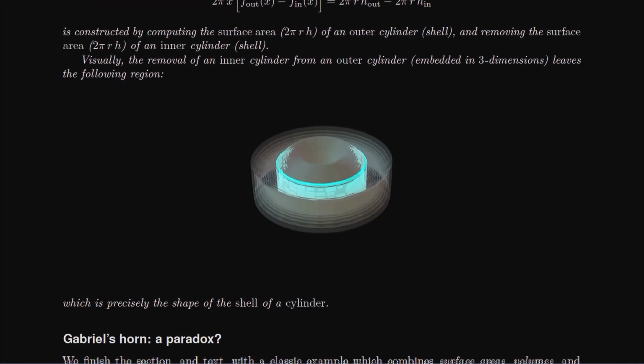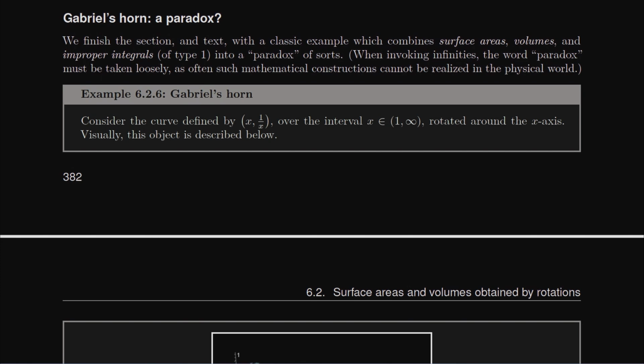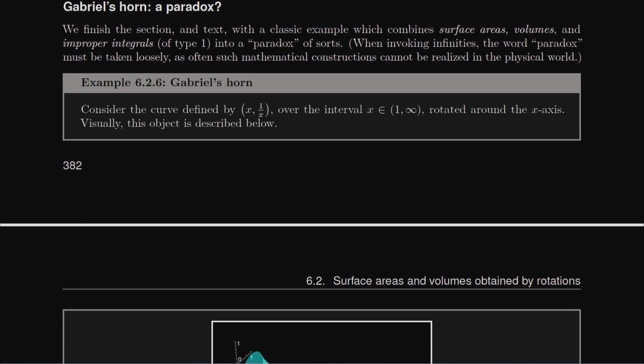And then I'm going to go ahead and finish off the entire semester, the entire text, with a beautiful paradox here that synthesizes a few of our ideas. This is called Gabriel's horn most often. Sometimes it ends up being called Torricelli's horn. We're going to work with it as Gabriel's horn. So this example is pretty nice. We're going to consider the curve defined by x comma 1 over x, or equivalently, the function f of x, which is 1 over x. Okay, so this function, everybody knows how to graph it.